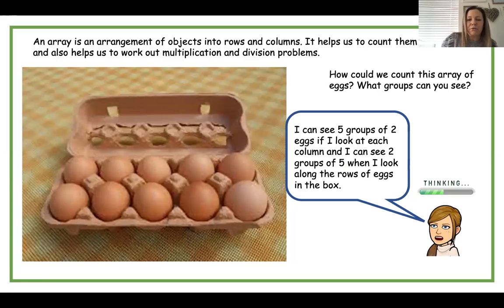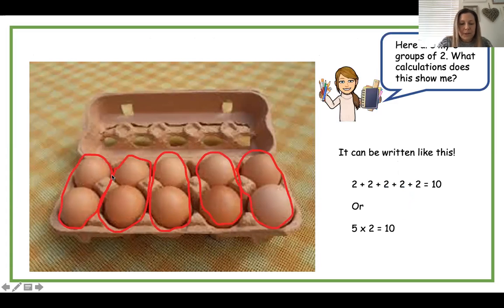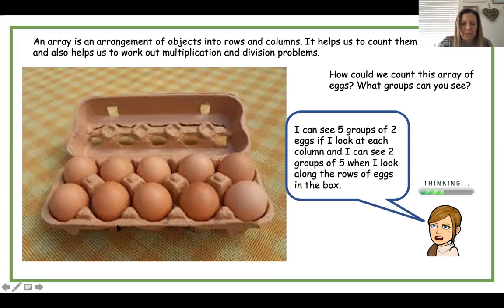So if we look along the row, we can see that it is a row of one, two, three, four, five eggs. And there is also five eggs on the next row. So that's two lots of five or two groups of five that we can see. But if I look at the columns, if I go down, I can see a group of two, and another group of two, and another group of two, and another group of two, and another group of two. So that is 2, 4, 6, 8, 10. So I can either see two groups of five or I can see five groups of two.